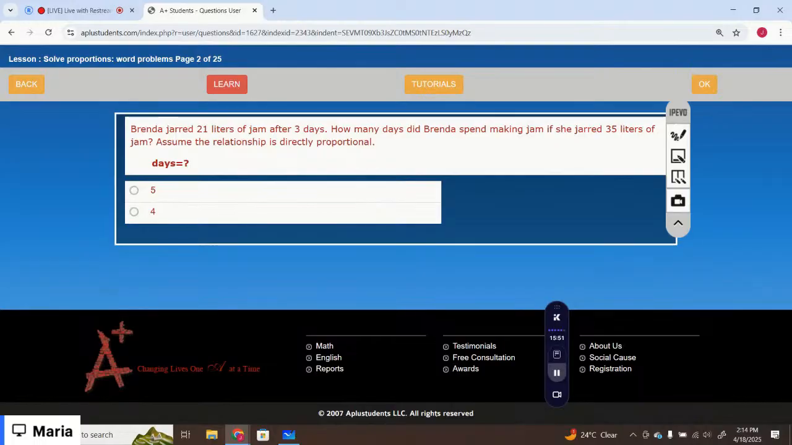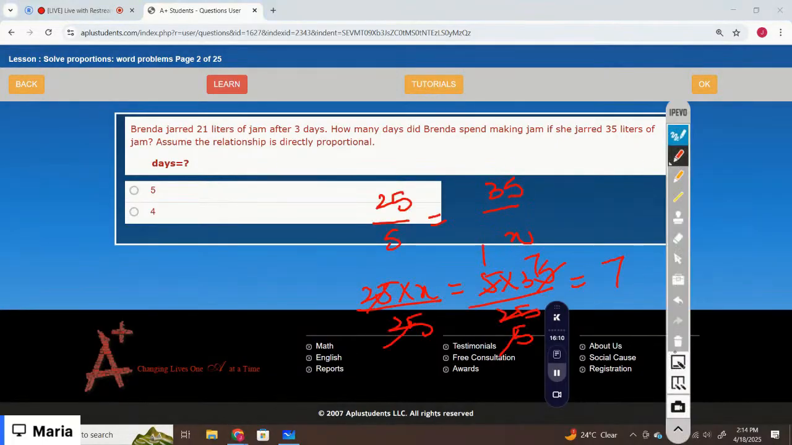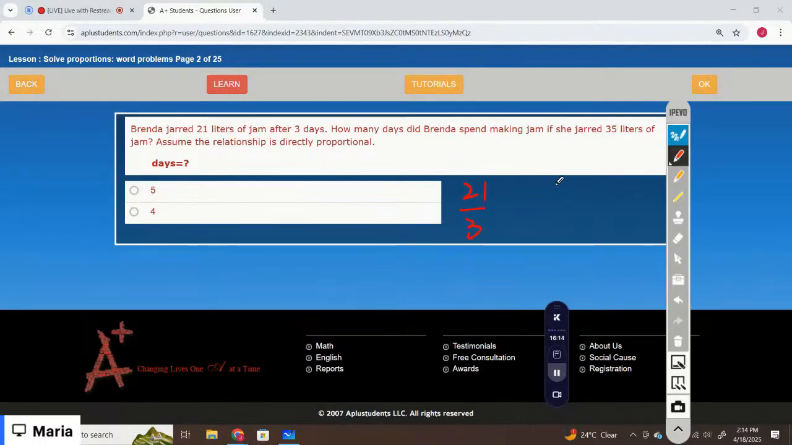Brenda jarred 21 liters of jam after 3 days. How many days did Brenda spend making jam if she jarred 35 liters of jam? Assume the relationship is directly proportional. 21 liters of jam after 3 days. How many days did Brenda spend making jam if she jarred 35 liters of jam? We need to calculate how many days.